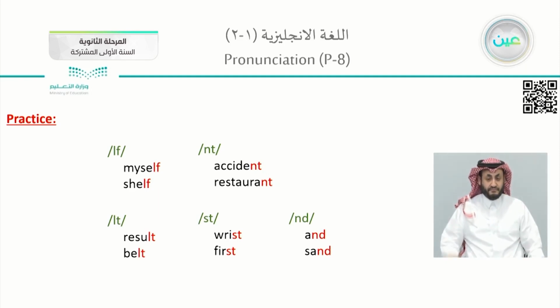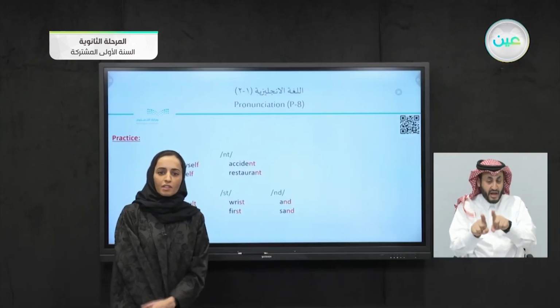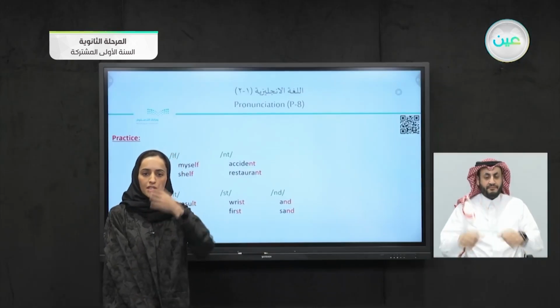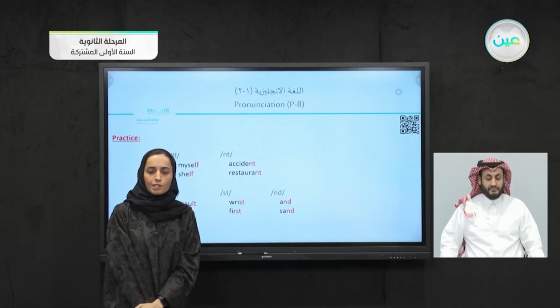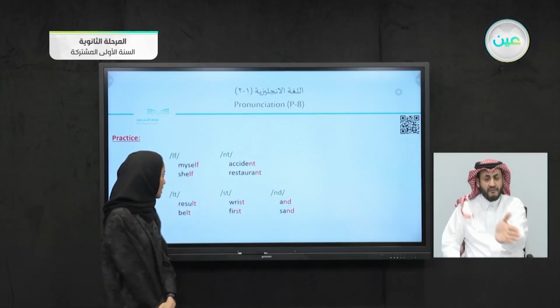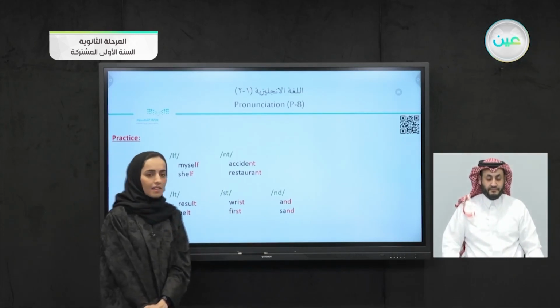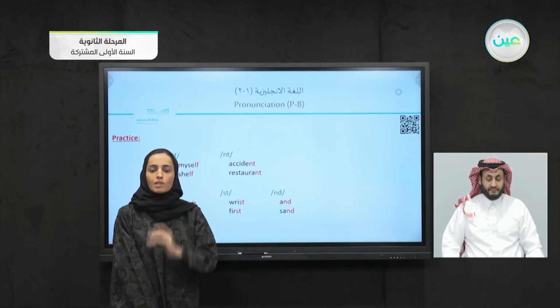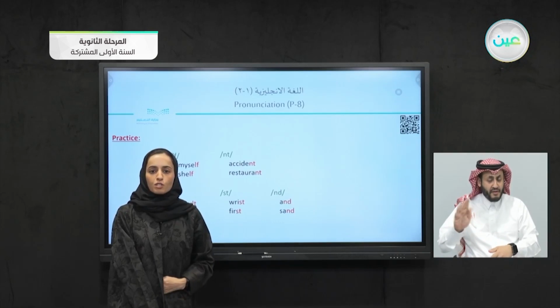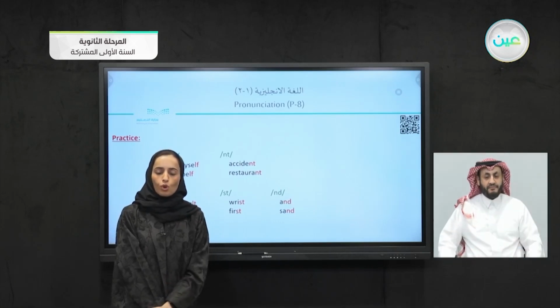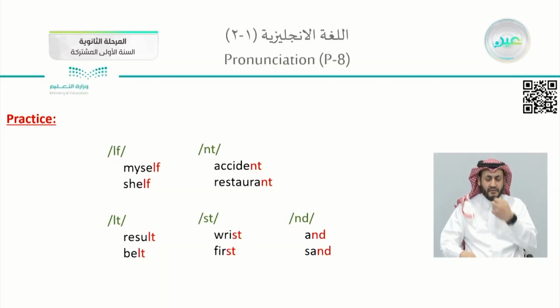So as you have noticed, all of these are having 2 consonant clusters, final 2 consonant clusters. We're having the LF and NT, LT, ST, and the ND. No vowels in the middle. Try to practice more so we will sound more fluent and more like a native speaker.